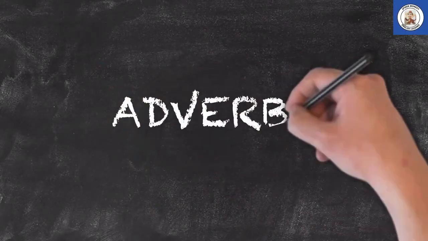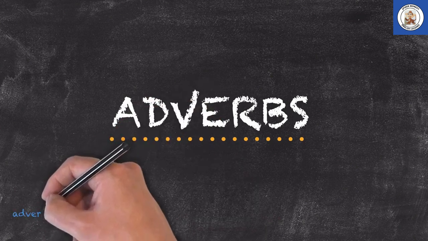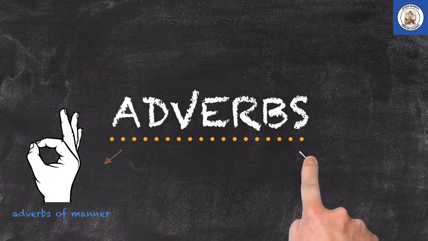Now let's move on to our adverbs. Rather than describing nouns, our adverbs describe our verbs. There are 4 types of adverbs when describing verbs. They are manner. These describe how things are done. 2 examples are quickly and cleverly.